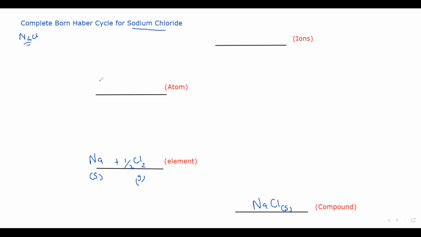Then we need atoms. What are the atoms? Sodium is a solid, so we need a sodium atom in a gaseous state. We also need a chlorine atom in a gaseous state. And here are the ions. We have a sodium ion in a gaseous state and a chloride ion in a gaseous state. Is it clear till now? The cycle? Anyone having a doubt till this point?